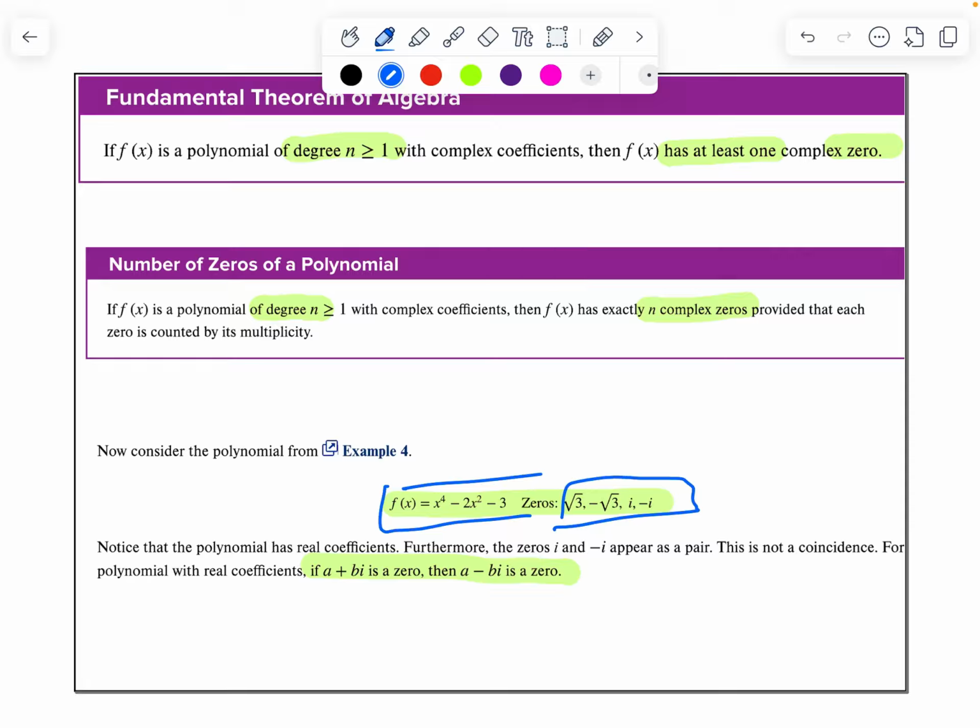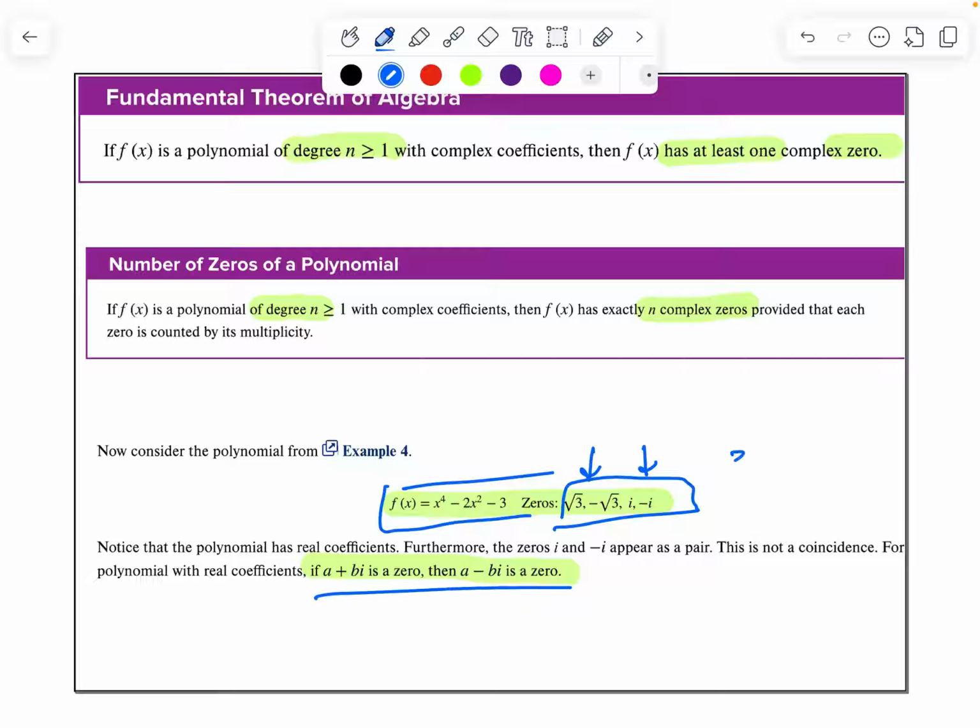Not all of them are real. Not all of them are nice solutions, but we do have 4 solutions. We have 2 complex solutions and 2 irrational solutions. Those complex and irrational solutions, they do always come in pairs.